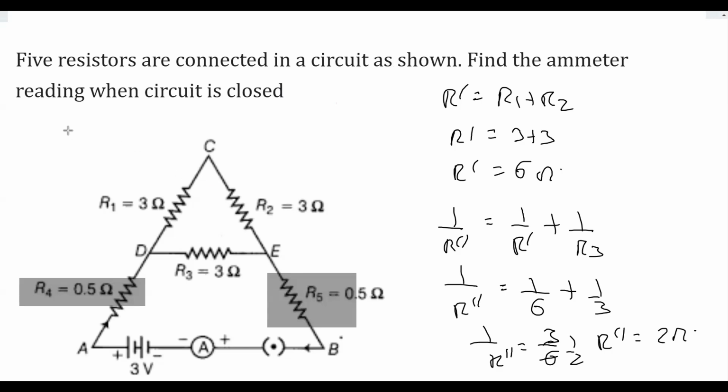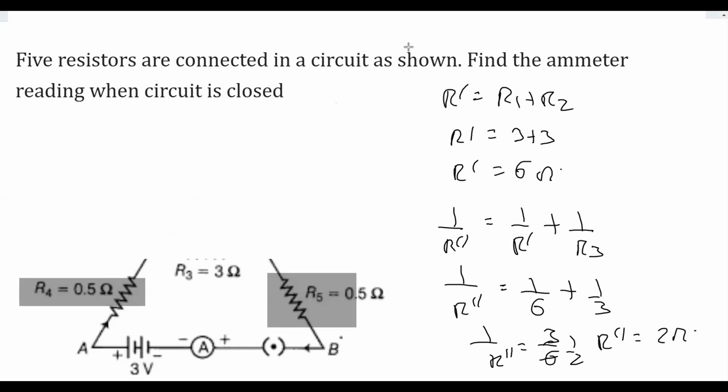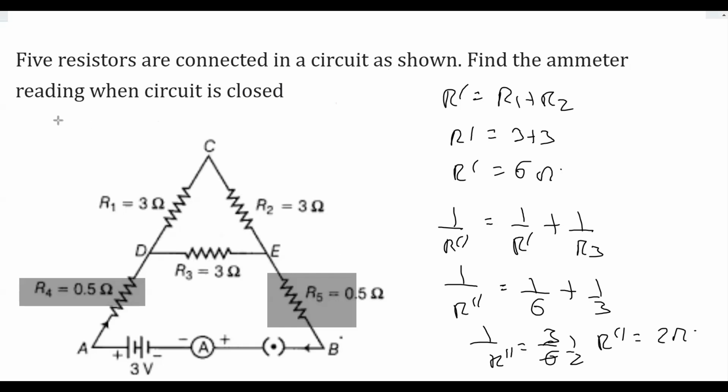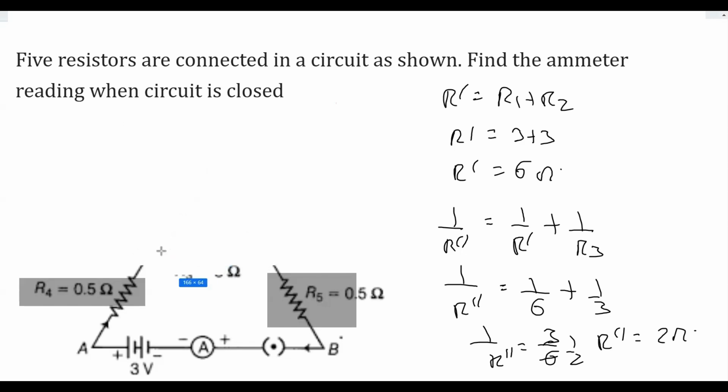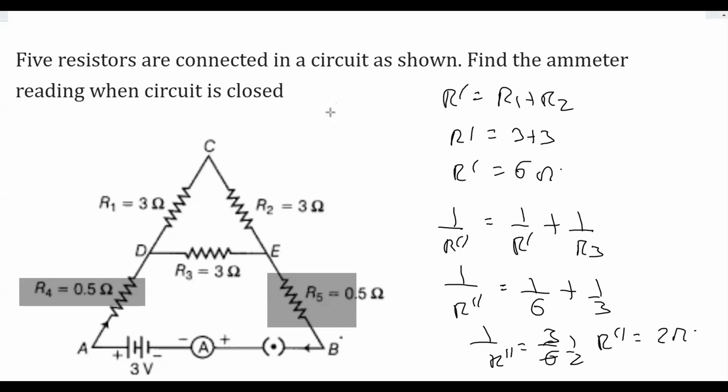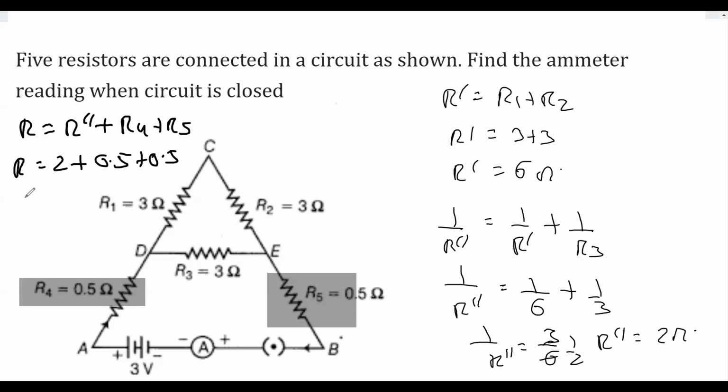Let's figure out. As I wipe out this portion, R double dash, you can see that the current stops flowing in R4 and R5. So clearly it is connected in series. So I'll say that the total resistance R will be R double dash plus R4 plus R5. So this is how much? 2 ohm. This is 0.5 plus 0.5. So clearly R we are going to get as 1 plus 2, that is 3 ohm.